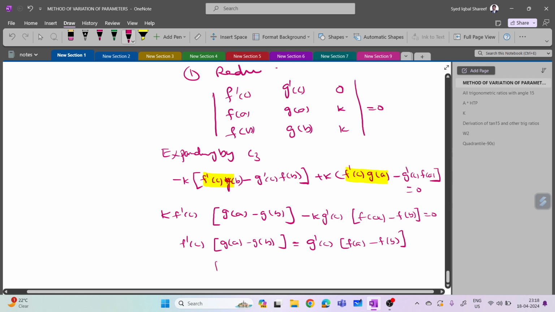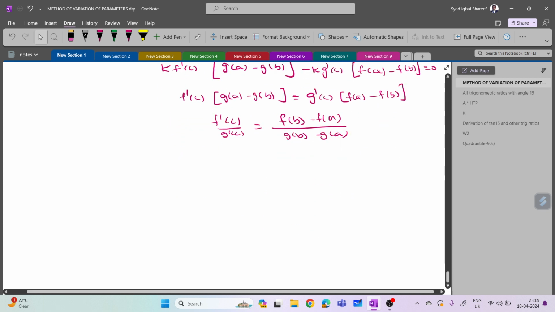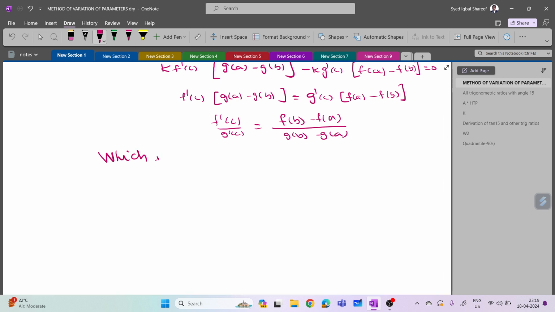So now if I write f dash c by g dash c, this is f of b minus f of a over g of b minus g of a. What does it mean? f dash c by g dash c equals f of b minus f of a over g of b minus g of a, which is Cauchy's mean value theorem.